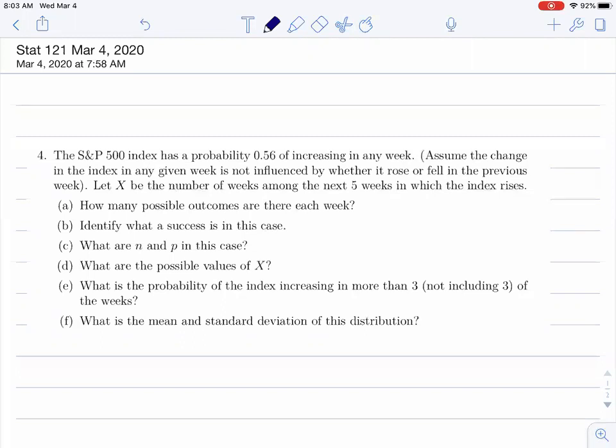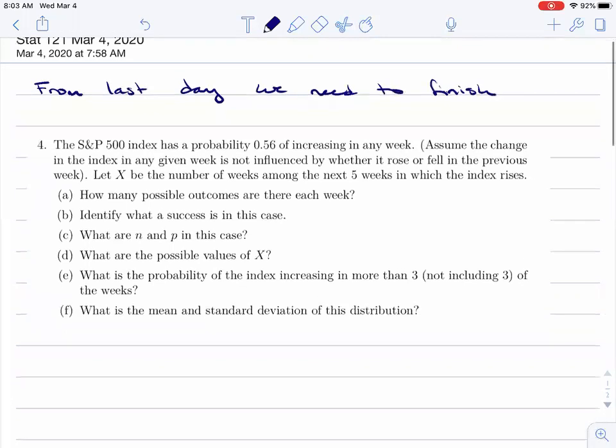So from last day, like I said, I did post the solutions to example 2 and 3 on Moodle, right? Just the PDF, so you've got that at least. And then let me know if you have any questions from last day, right? We need to finish example 4.